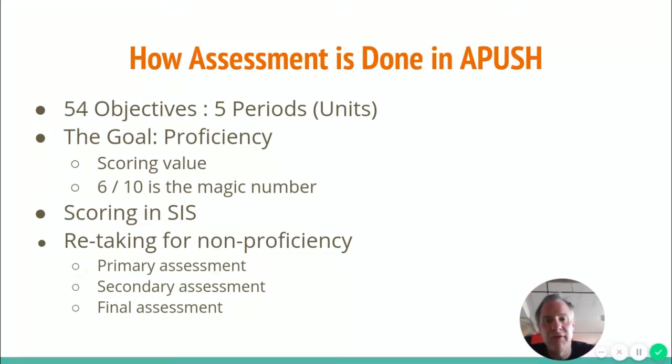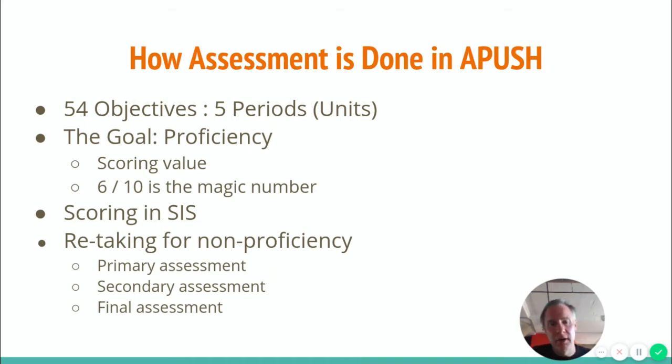Finally, if you retake for non-proficiency, if you score below a 6, this is the 3-step process that we do. The goal is there are 3 opportunities to redo an objective, and hopefully by the time you get to the 3rd, you will have mastered it. So the primary assessment is the first one we all take together in class. They're pretty short. Each objective has its own assessment, so there may be 6, there may be 10 of them. And if you score a 6 out of 10 on that primary assessment, you are done and over with. You don't have to do anything else.